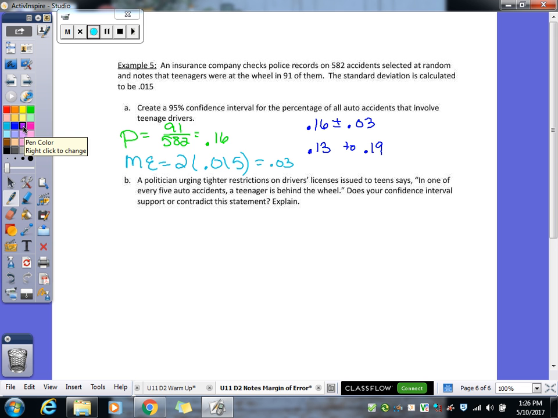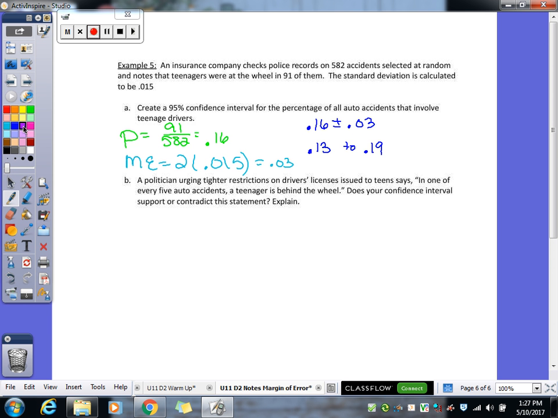From 13% to 19% of accidents, teenagers were behind the wheel. That's not necessarily saying they caused it, but they were behind the wheel when the accident occurred. So B, a politician urging tighter restrictions on driver's licenses to teens says, in 1 of every 5 auto accidents, a teenager is behind the wheel. Does your confidence interval support or contradict this statement? And explain.